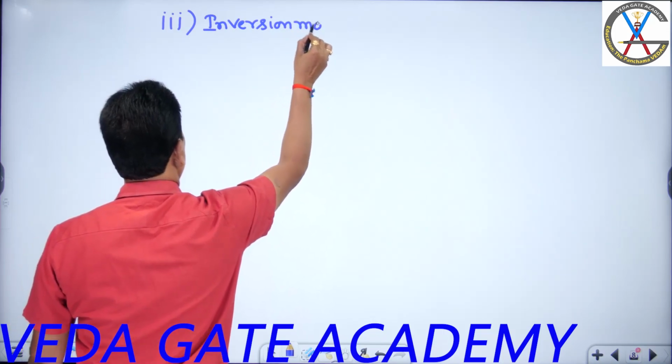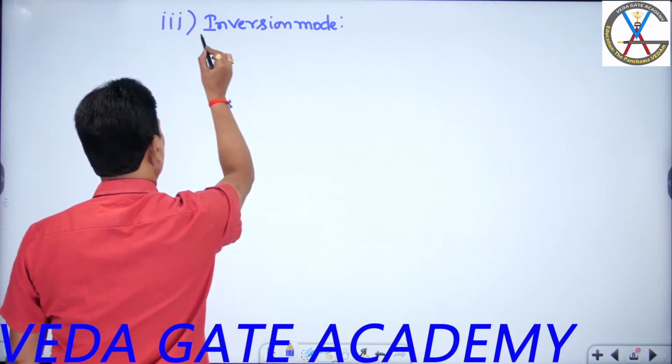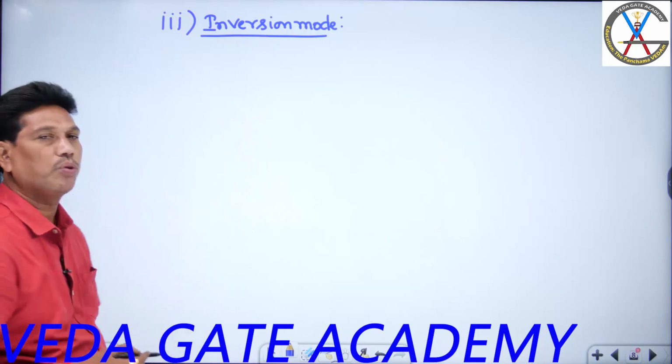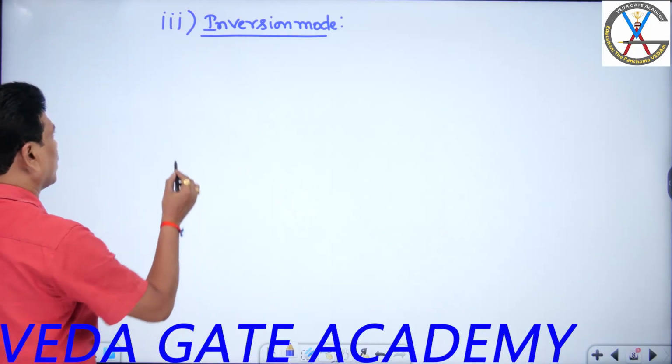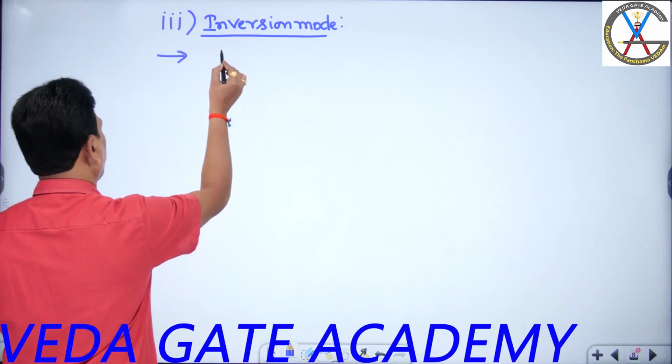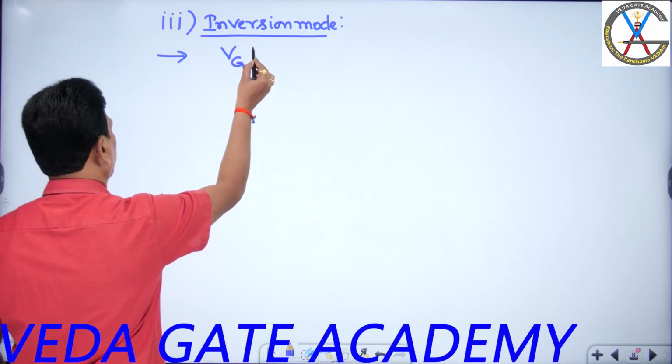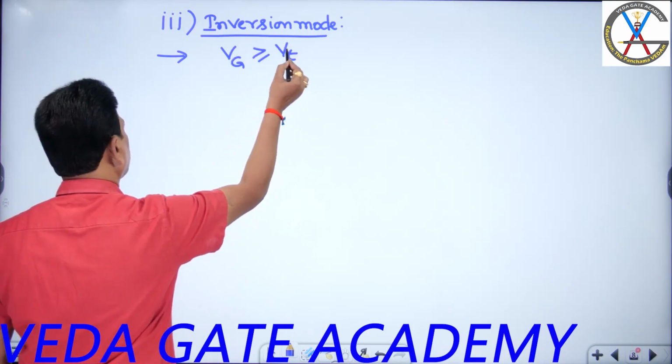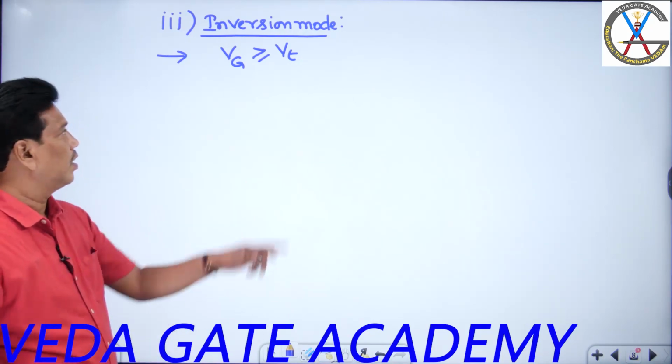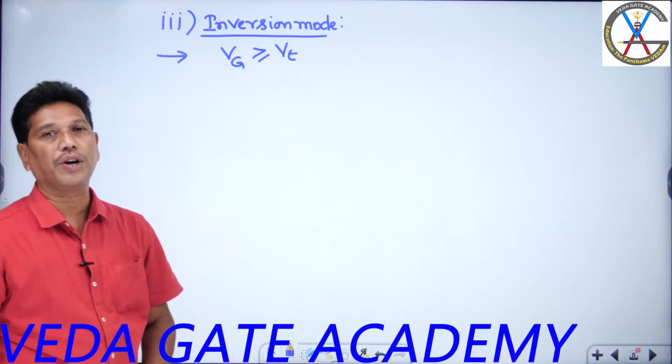Inversion mode, students. The third mode, I can go to inversion mode. What is this inversion mode, sir? Here, the applied gate voltage should be greater than or equal to VT. VT stands for threshold voltage. The applied gate voltage should be greater than or equal to VT.